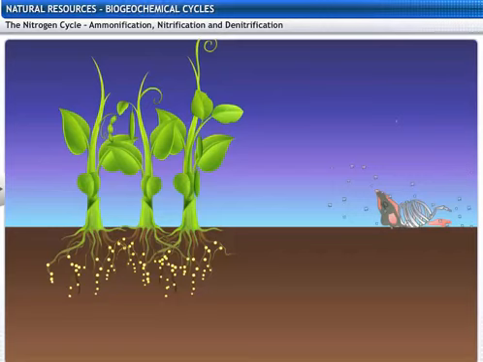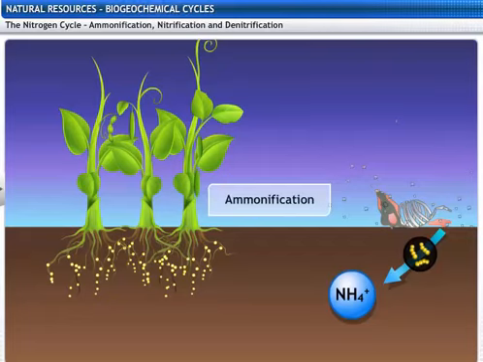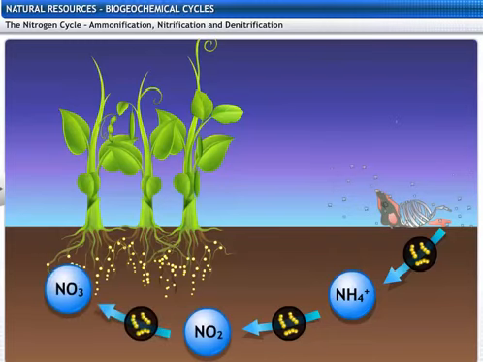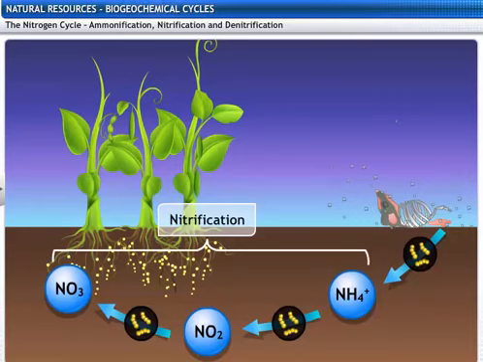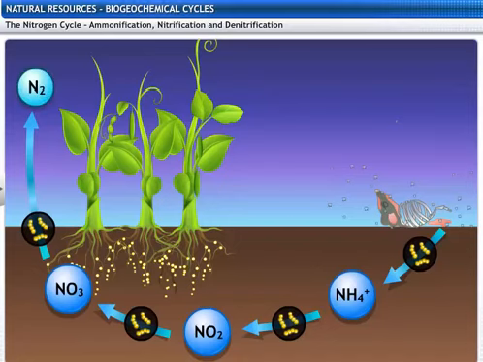Once the plants and animals die, the bacteria in the soil decompose the organic matter and release ammonia into the soil. This process is called ammonification. Thereafter, through biological oxidation, ammonia is converted to nitrite and nitrite to nitrate by bacteria in the soil. This process is called nitrification. The nitrite and nitrate are finally converted to gaseous nitrogen by denitrifying bacteria.